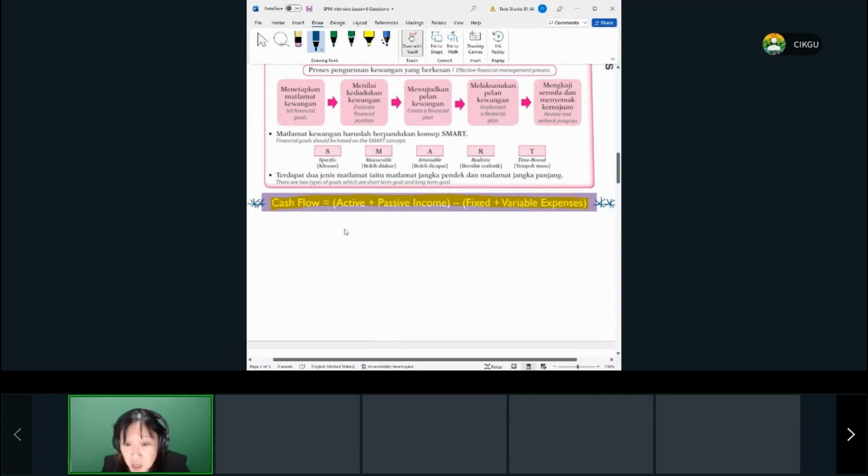Okay, so how do you calculate cash flow? Very easy. You just take all the income that you make minus all the expenses that you spend. Okay, so income has two types. One is active income, one is passive income.